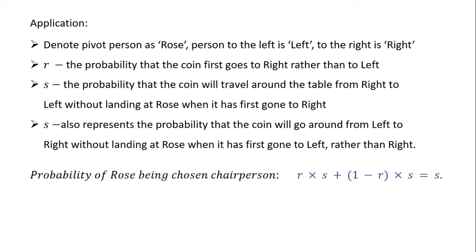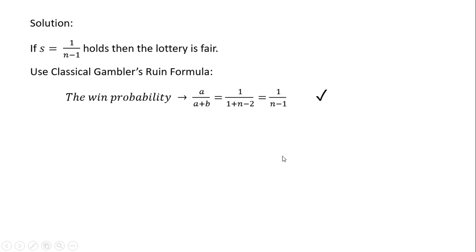R is the probability that the coin goes first to the right rather than to the left. S is the probability that the coin will travel around the table from right to left without landing at Rose when it has first gone to the right. It also represents the probability that the coin will go around from left to right without landing at Rose when it has first gone to the left rather than right. And the probability is found as this: r multiplied by s plus 1 minus r multiplied by s, which gives us s, just s. And it's been said that if we can show s is 1 divided by n minus 1, then the lottery is a fair one.